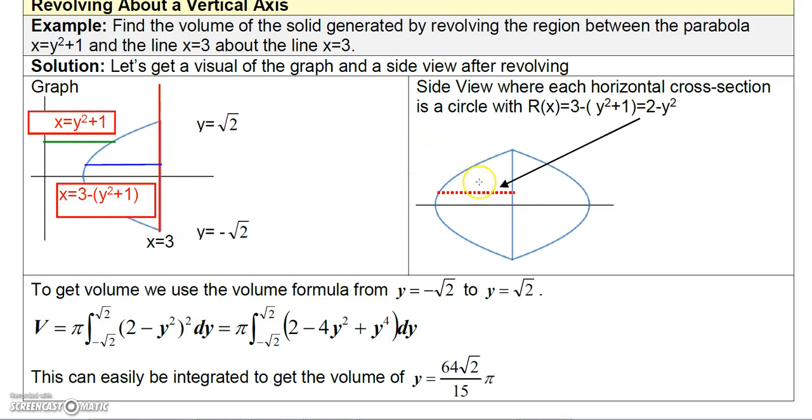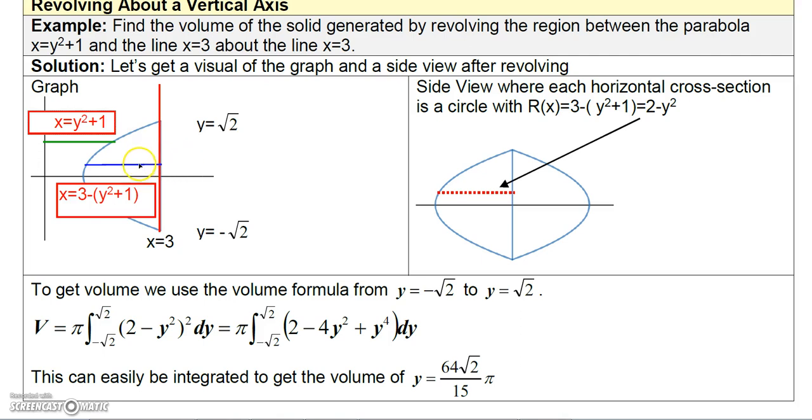Now over here I've shown you that if you take that parabola and rotate it around this vertical line x equals 3, it kind of looks like maybe a Christmas ornament. So let's just say it's a Christmas ornament. So we want to find the volume of that particular Christmas ornament.